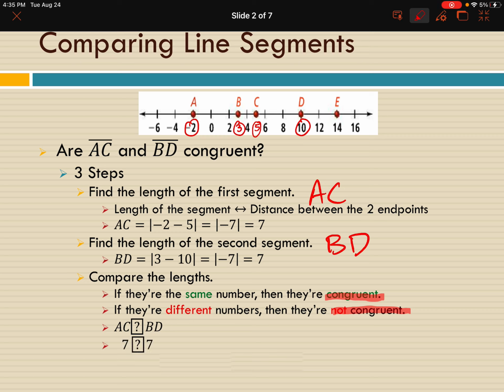And so we ask the question, how does 7 compare to 7? We know that 7 is equal to 7. So since those lengths are the same, those segments must be congruent. So the answer, are AC and BD congruent? Yes, they are.